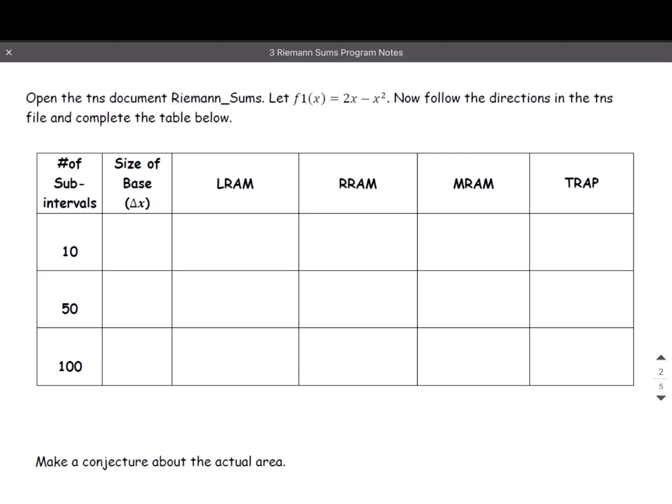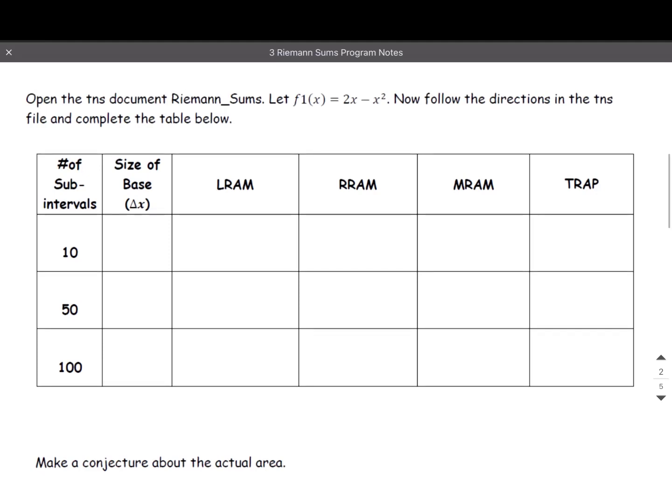No, thank you. Now remember, if n is 10, that means our base, because we're still going from 0 to 2, is 2 minus 0 over 10, which is 1/5. If n is 50, we have 2 minus 0 over 50. Our delta x is 1/25. If n is 100, the length of each subinterval is 1/50th. These are really small intervals. Okay, let's go to the calculator.